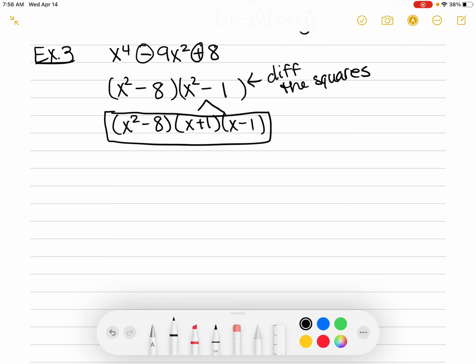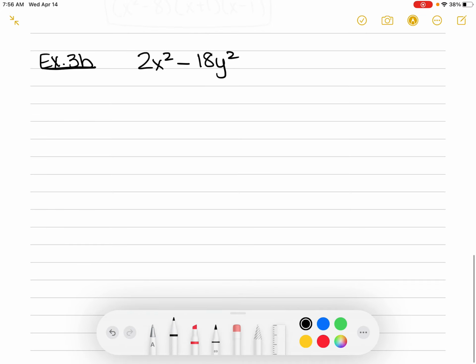Okay, I'm going to give you one more. It's going to be example 3B that you can do on your own. Okay, let me find one that I'd like y'all to work on. Here's one. Let's do 2x squared minus 18y squared. Okay, I want you to hit pause and factor that one.